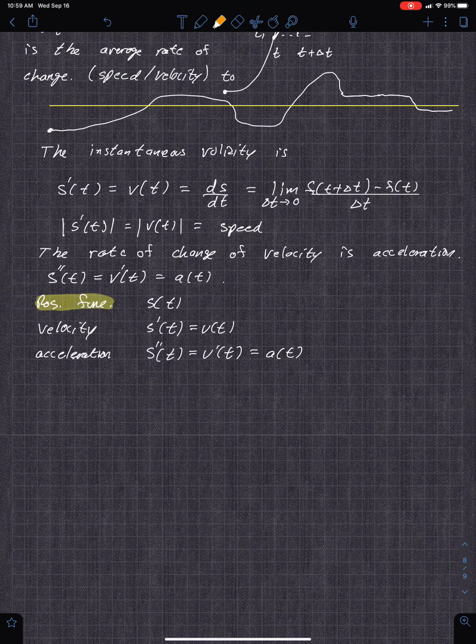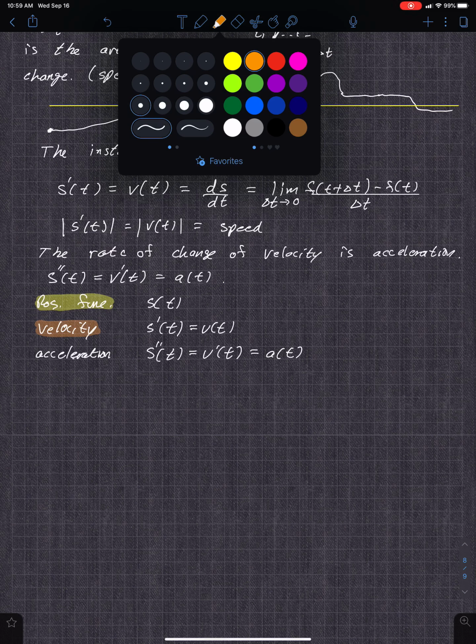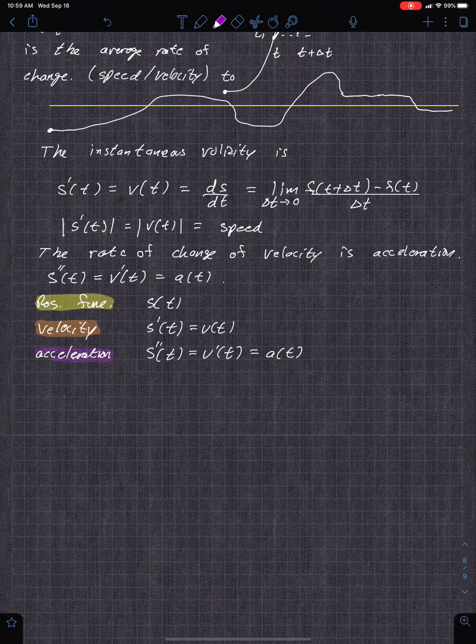This will make this look pretty since we're here. And then acceleration. Okay, let's look at an example now. These are usually pretty straightforward stuff, just finding, given something, find velocity, acceleration. Okay, so let's look at this example.